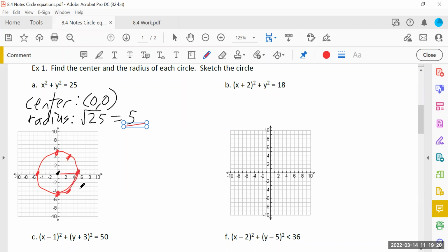Should have been a little bit wider, but we don't need to be that precise when we're graphing these circles. As long as the edges, the left, right, and top, bottom edges are in the right spot, and it's a circle shape, that's going to be good enough for this class and for next year. Does that make sense to everybody?